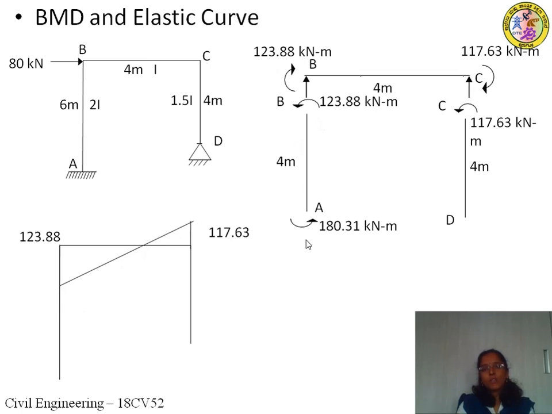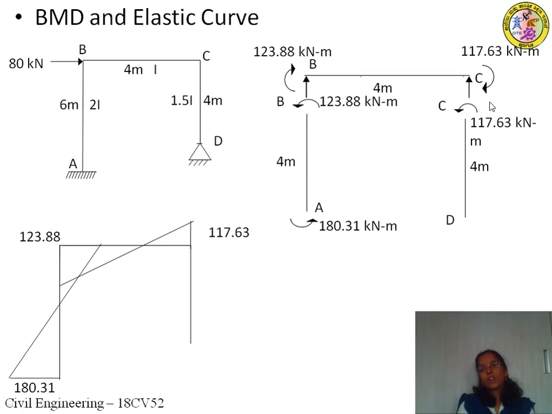So next, let us draw it for the vertical member AB. At A, we have this force. So the direction of thumb is towards left side of the vertical member. Therefore, mark it towards left side of this vertical member for 180.31, okay. Next, at B, the direction of thumb is indicating towards right side of the vertical member, okay. So mark it towards the right side here for 123.88, okay. So now you join these 2 points. So this is the support moment diagram for AB member.